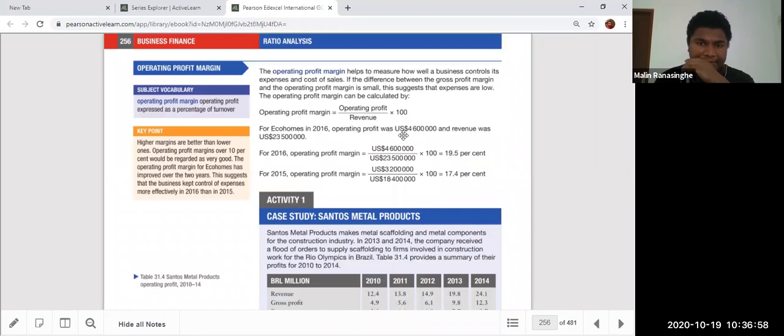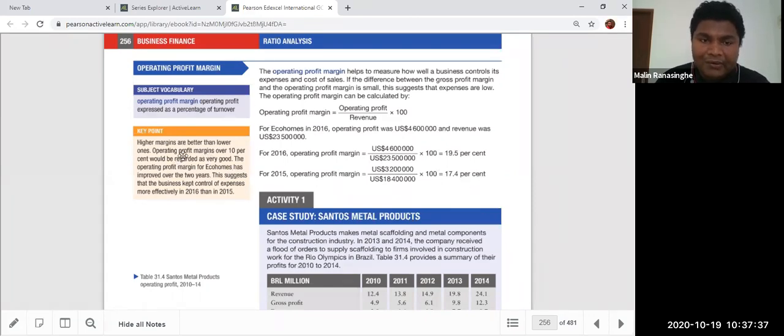Eco Home's 2016 operating profit was 4.6 million and the revenue was 23.5 million. So the 2016 operating profit margin is 4,600 over 23.5 million, 19.4. You can see it has gone down from 46 to 19. About 30% of the gross profit was consumed by overhead expenses. In 2015 it was 45%, now it has gone down to 17.4%. So much of the profit was consumed by the expenses. This is the operating profit margin. I hope you understood this one also.